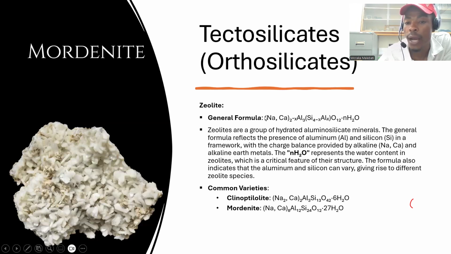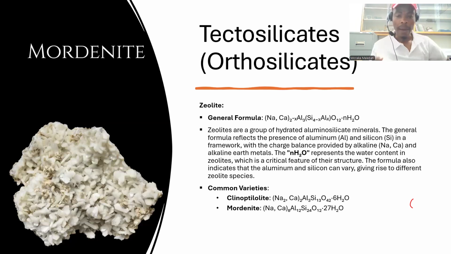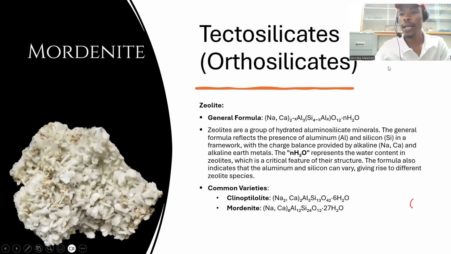And the general formula of the zeolite is this complicated one. So it's complicated like the one of the tourmaline. All right. So zeolites are a group of hydrated aluminosilicates. They have water in them.